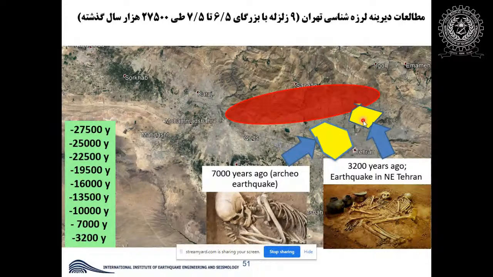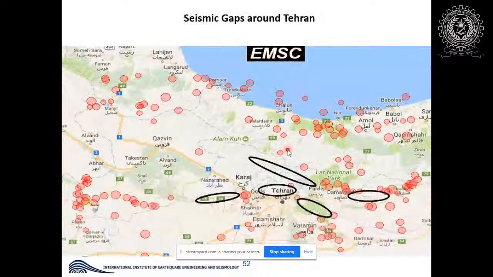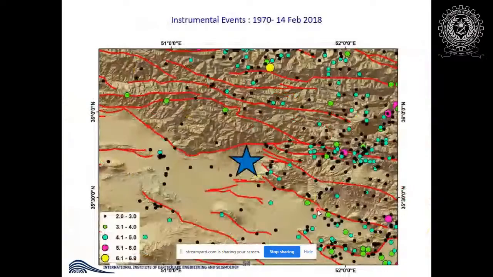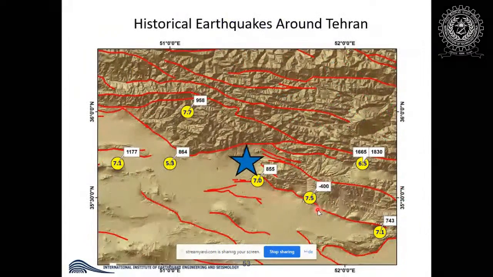human settlement. And these two events are thought to be earthquakes of magnitude 7. After these events, there has been no major earthquake on the North Tehran fault. Therefore, we may think about at least 5 seismic gaps around Tehran. One of them is located in the northern part, and another one is southeast of the city.